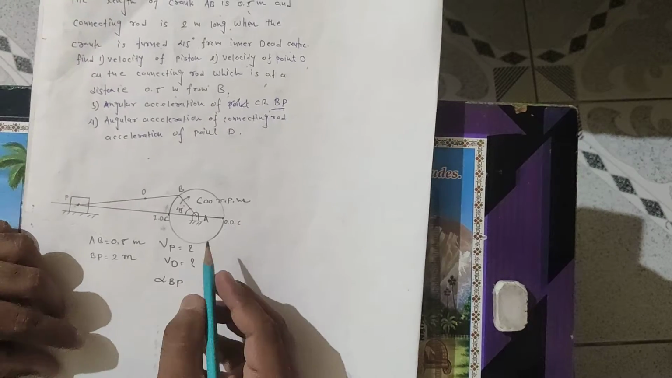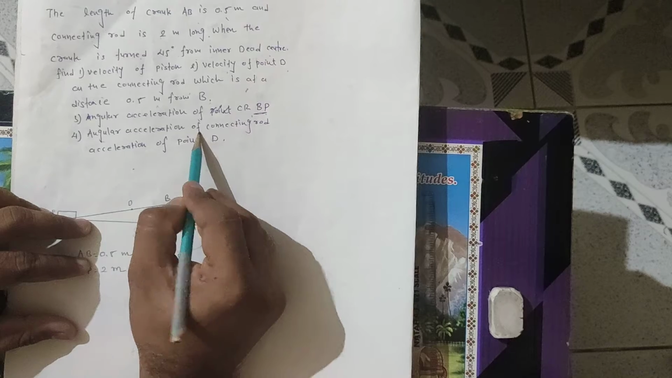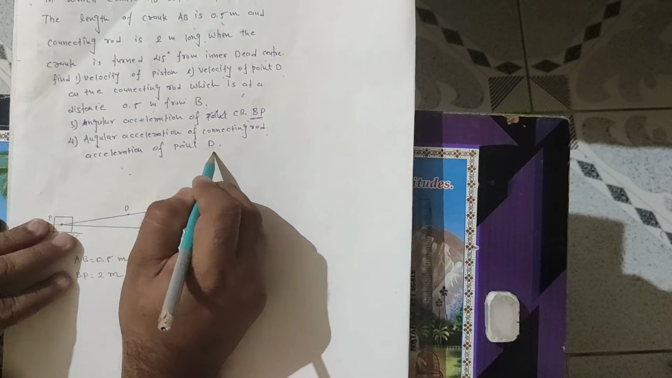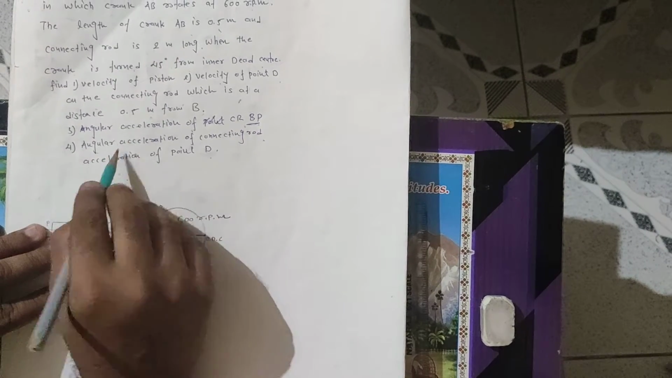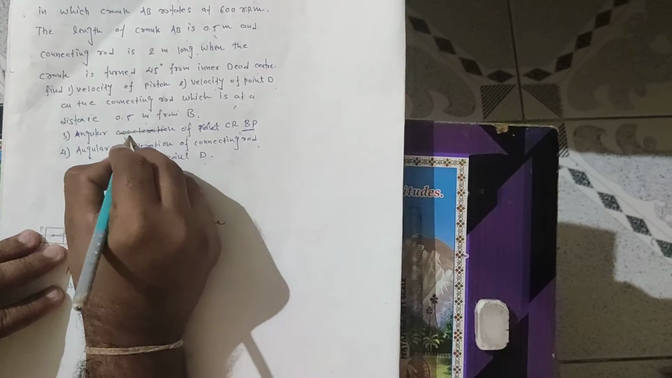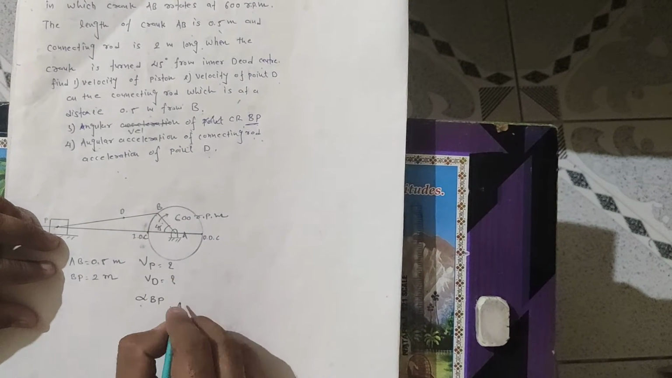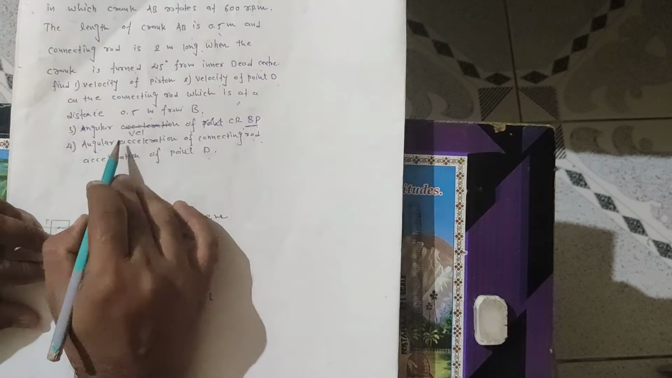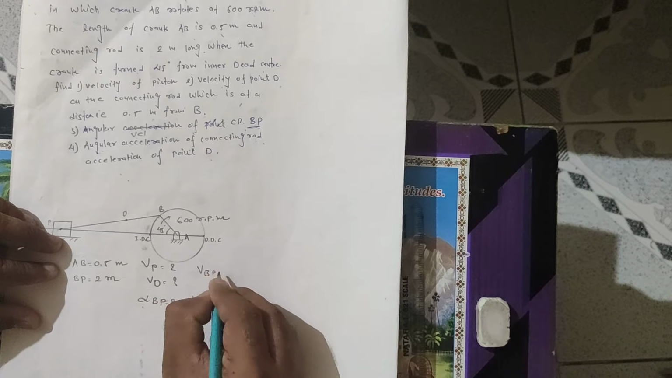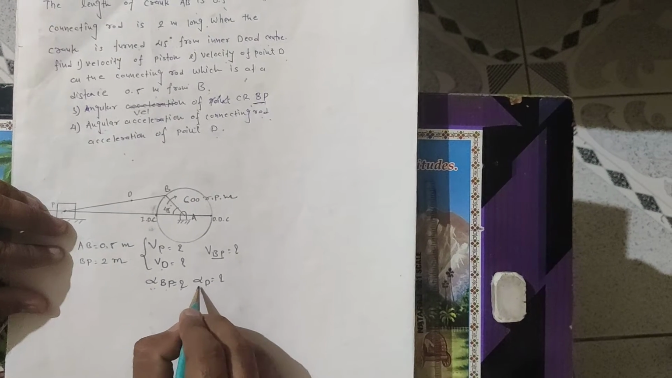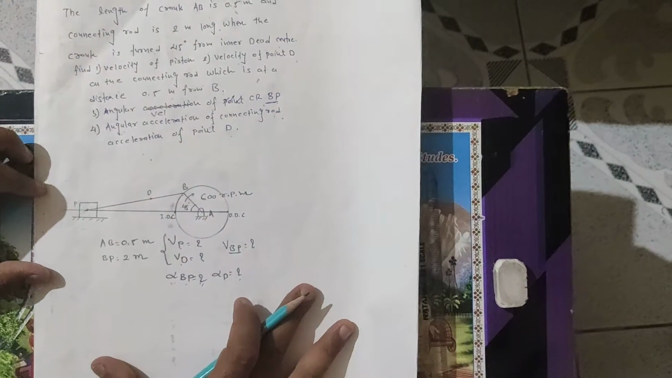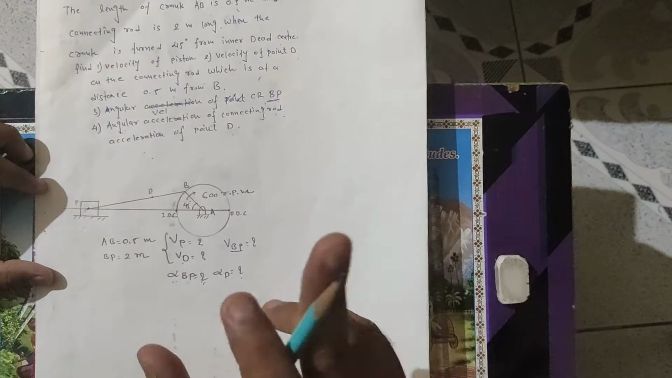And another thing we have to find out is the angular acceleration of the connecting rod and the acceleration of point D, alpha D. And one more point, the velocity of BP, that is VBP. So these are the things we have to find: velocity of P, velocity of D, velocity of BP, angular acceleration of BP, and acceleration of point D. In this video we study only the velocity diagram, and in the second video we will study the acceleration.